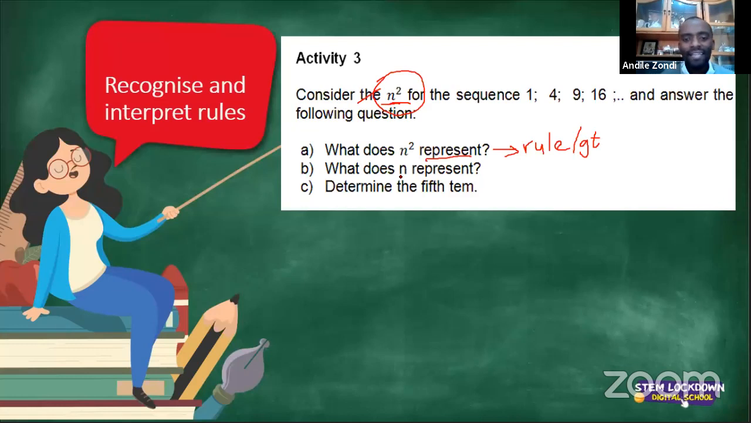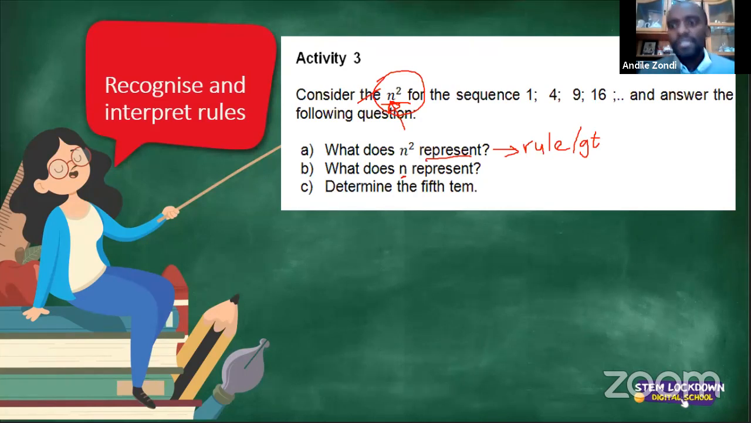What does this n represent? This is the rule or general term or the nth term. What does n represent? Let me get your answers. Caitlin has a question.